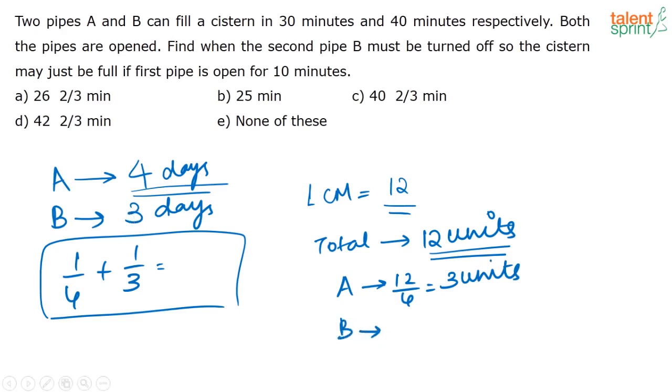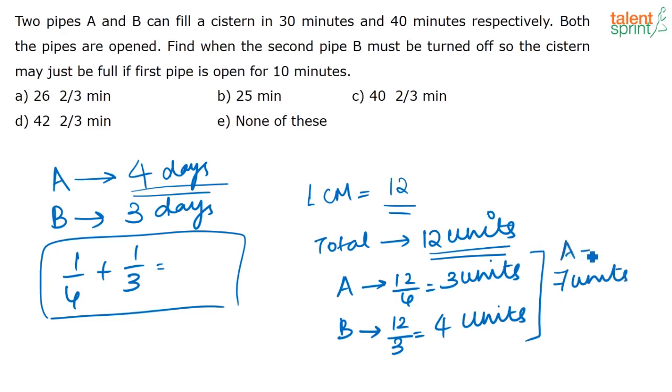In 1 day, B will do... that is, B can actually finish the work in 3 days, correct? Totally he has to finish 12 units. So in one day, B will finish 12 by 3, or 4 units of work in a day. So put together, A and B in one day will finish 7 units of work together, correct? So how many units should they finish? They should finish 12 units.